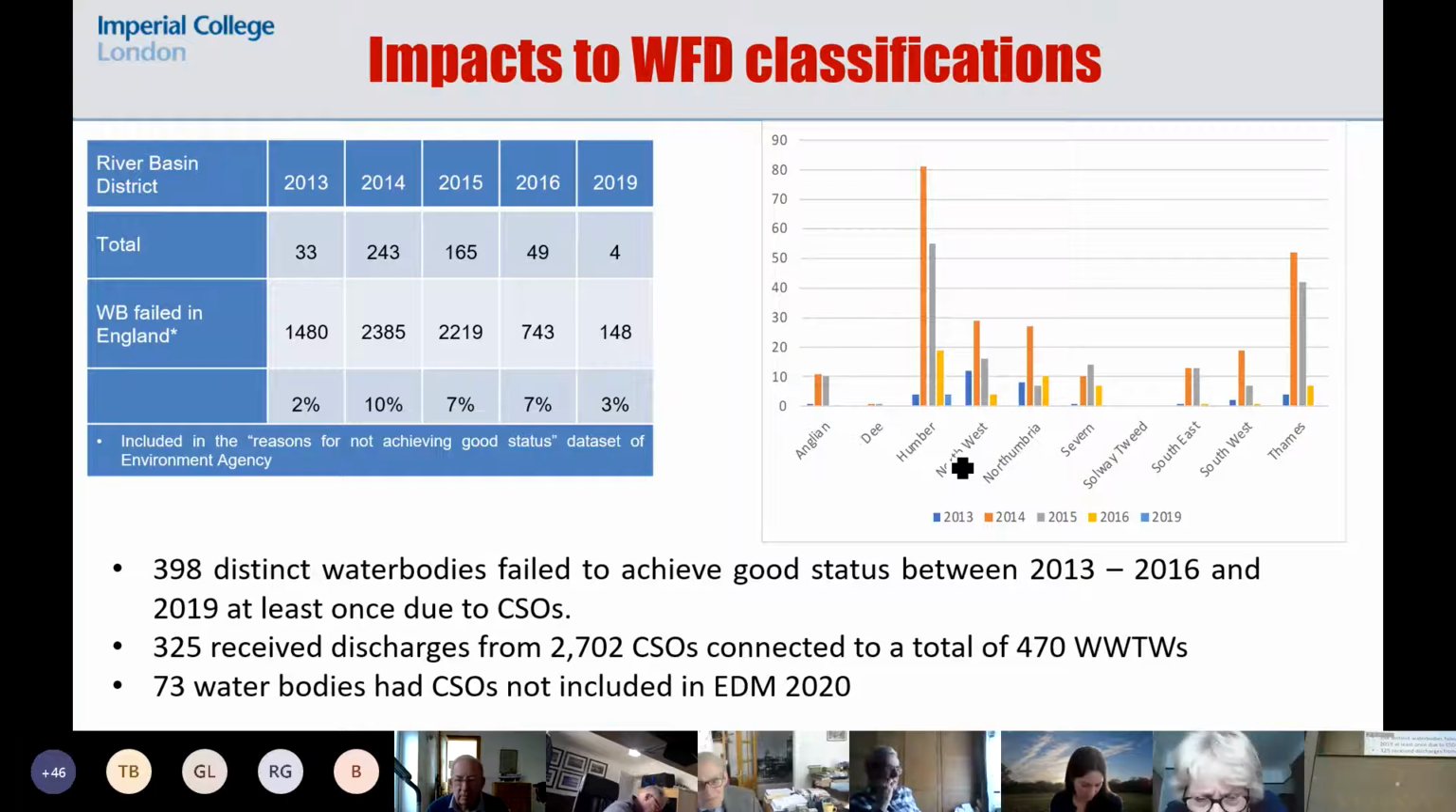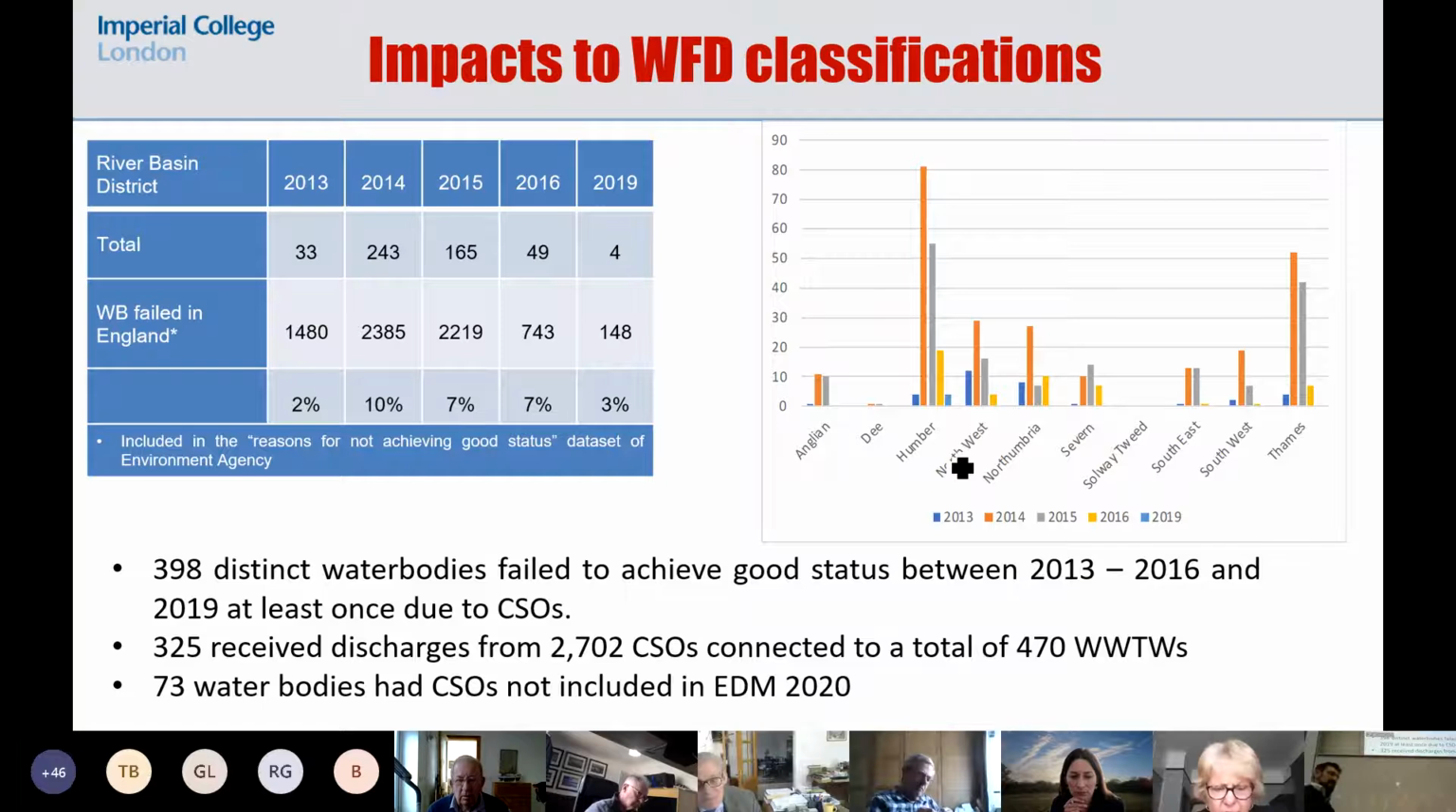So here we looked at the agency's classifications in terms of the WFD, the Water Framework Directive. As before, we've seen that a good way to look at the impact of this is to evaluate how it affects the ecological status of the water body, right? We looked at for which water bodies the agency has already allocated the cause to combined sewage overflows as the reason for failing the good ecological status. And when you look at this, you find that there are 398 distinct water bodies that failed to achieve good status between 2013 and 2016 and 2019.